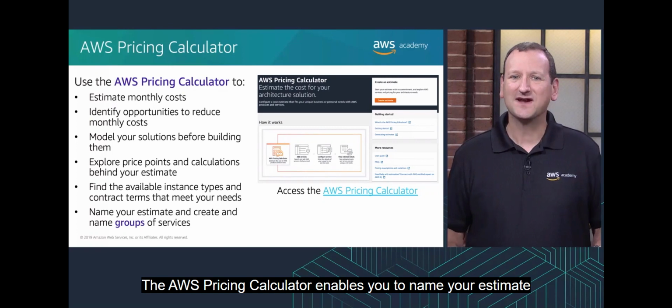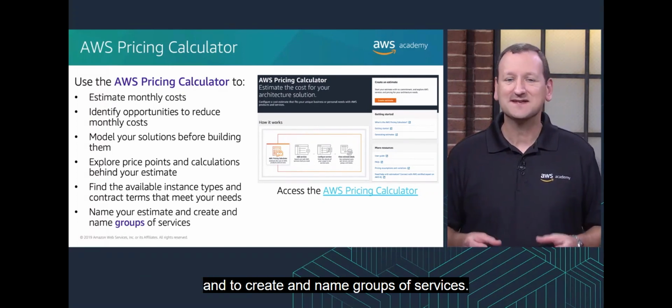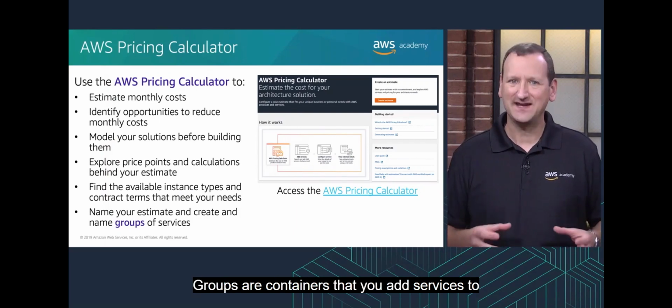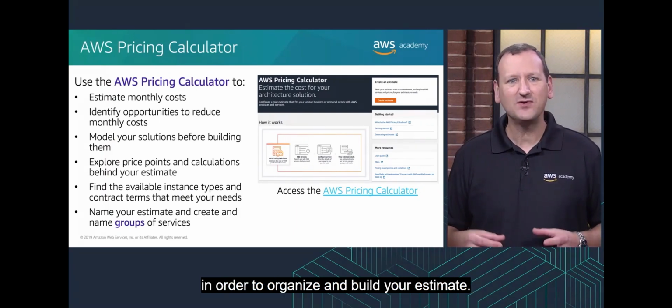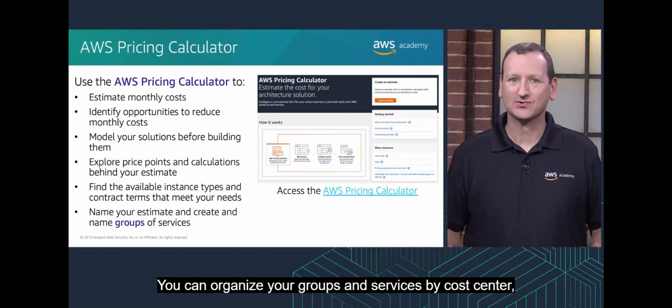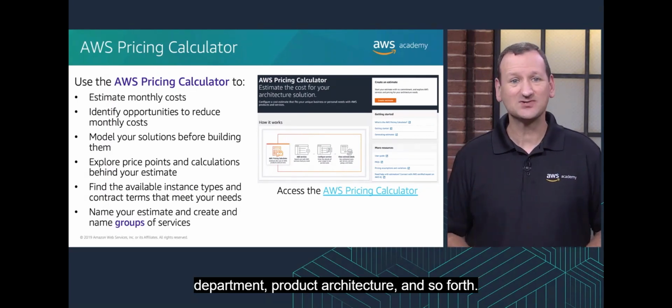The AWS Pricing Calculator enables you to name your estimate and to create and name groups of services. Groups are containers that you add services to in order to organize and build your estimate. You can organize your groups and services by cost center, department, product architecture, and so forth.